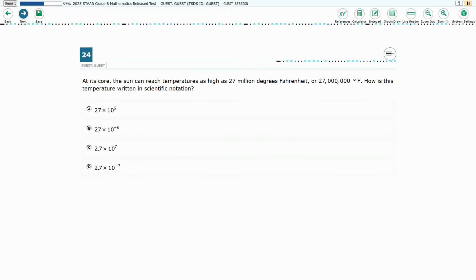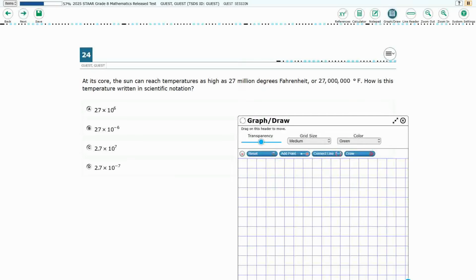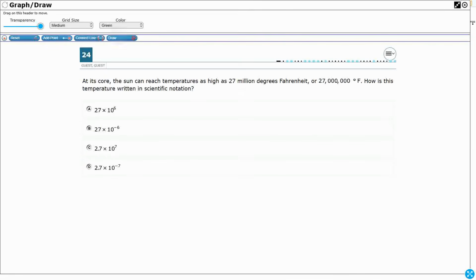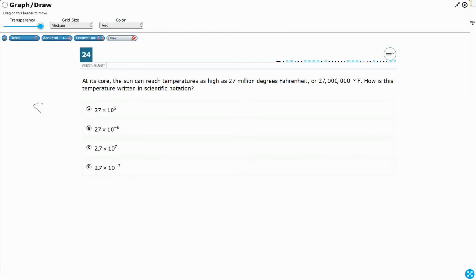Number 24, we are looking at scientific notation. This is 8.2c, and at its heart, we're looking at this 27 million degrees, and in case we didn't know how to write that, they do give it to us in standard form. We need to make that in a much more easily readable format. That's what scientific notation is, because that's just a lot of zeros when numbers get really, really large or really, really small. Counting the zeros to try to figure out what the number actually is becomes a pain.